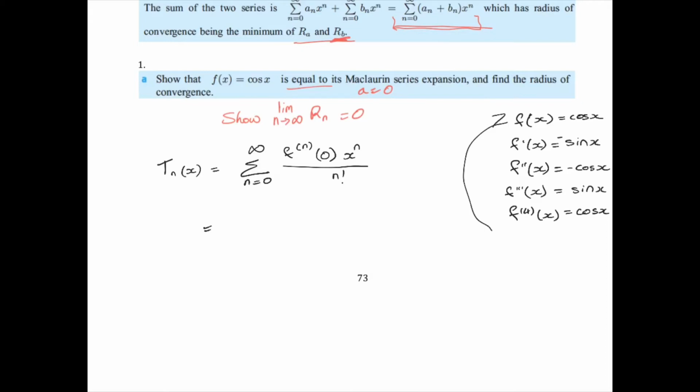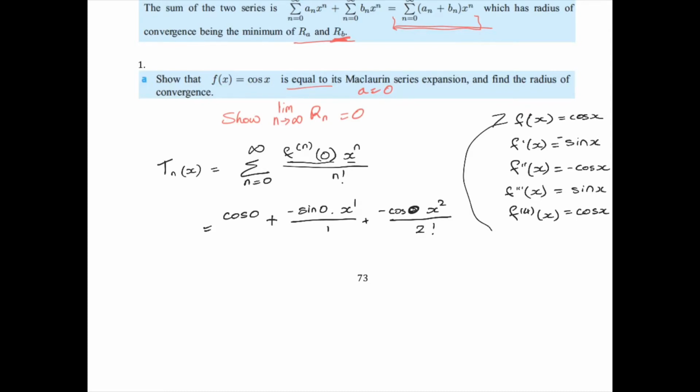Okay, so now let's put that in. For the first one, when n is 0, what would the first bit be? Cos of 0, and then x to the 0, which is 1, and 0 factorial, which is 1. Plus, when n is 1, what do we get? Negative sine 0, and then x to the 1 over 1 factorial. It's n factorial. Plus, when n is 2.